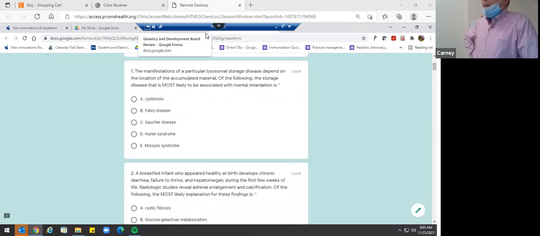When you're looking at questions like, the manifestations of lysosomal storage disease depend on the accumulated material; which of the following diseases is most associated with mental retardation? That really should have said developmental delay; mental retardation is an older term, and I apologize for that. But when you look at those diseases, the answer here is going to be Hurler syndrome. Cystinosis is an amino aciduria, an amino acid problem, so it doesn't have anything to do with the brain. Fabry's, once again, is a fat buildup, but it's not in the brain. Morquio is one of the mucopolysaccharidoses, but it doesn't have to do with the brain. Hurler syndrome is the classic one with brain involvement.